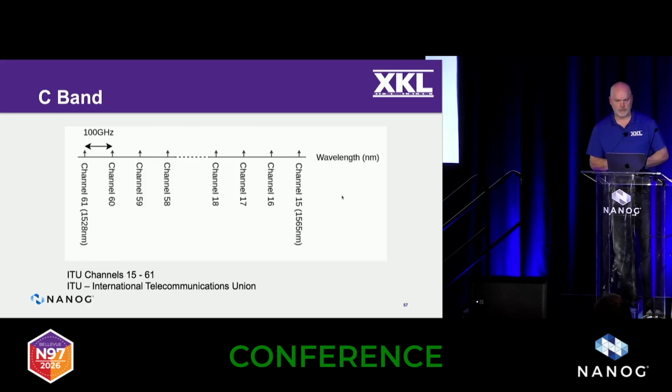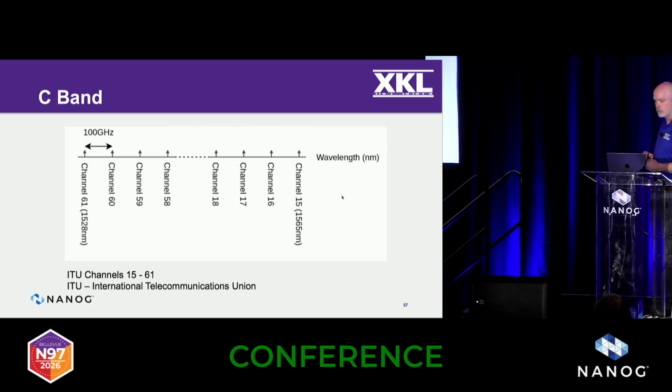So zooming in then on the C-band, the ITU, International Telecommunications Union, specifies what these channels are. So when you talk about channels, channel 60, channel 59, they're specific wavelengths, specific frequencies. And that's how we all can build and design these networks based on these common frequencies.